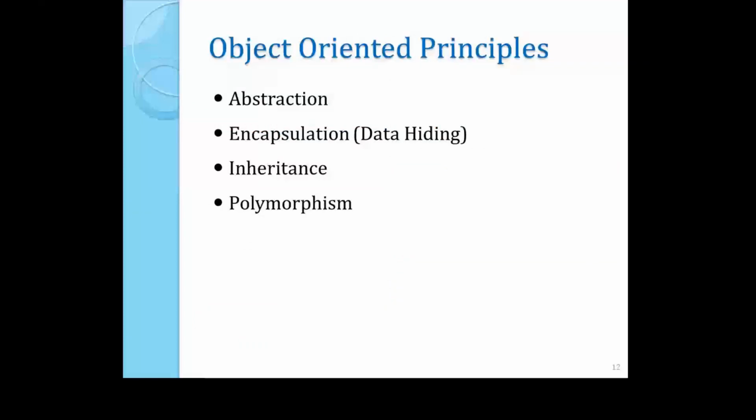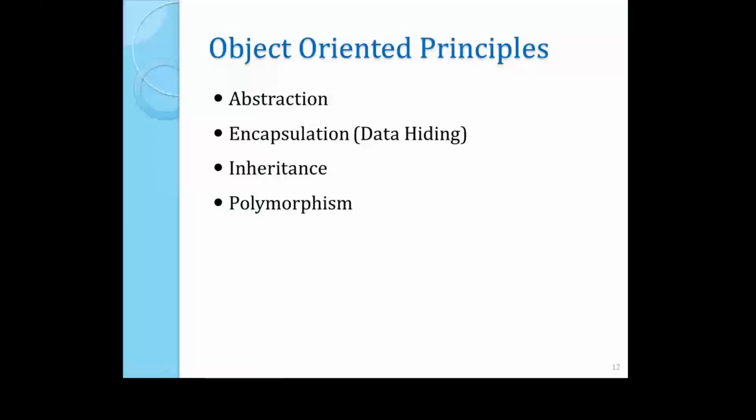Next is object-oriented principles. These are the four major object-oriented principles we have: abstraction, encapsulation, inheritance, and polymorphism. For these four concepts, refer to the internet and get an idea of what they are. These are the four important principles of object-oriented concepts. As I've already said, abstraction means concentrating on the important aspects and neglecting the unnecessary aspects. This is called abstraction.